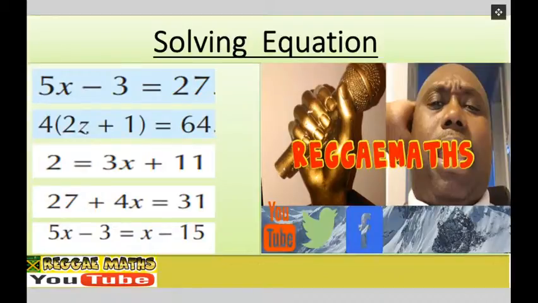Solving equations. Solving linear equations means you have no powers in these. So I'm going to spend some time here looking at solving linear equations. So you've got 5x minus 3 equals 27. The bog standard one, you've got brackets, and remember, maths is a building block.